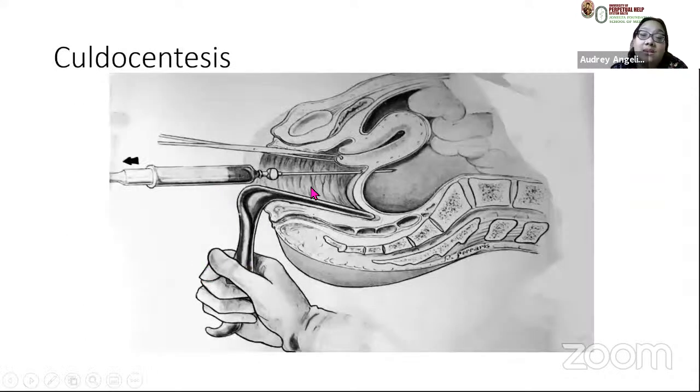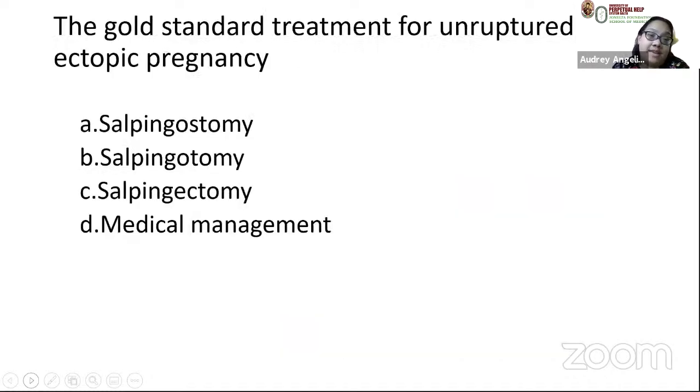Okay, you get a syringe and you get into your retrouterine pouch, and if you draw blood, of course, if there's bleeding there, it will pool there, and you will have more or less a diagnosis. You could rule in the possibility of an ectopic pregnancy. Okay. So, gold standard treatment for unruptured ectopic pregnancy is what? So, you think unruptured, you think ectopic pregnancy, what is the standard?